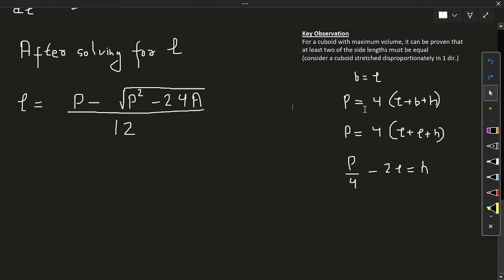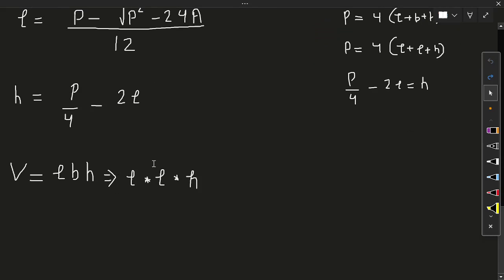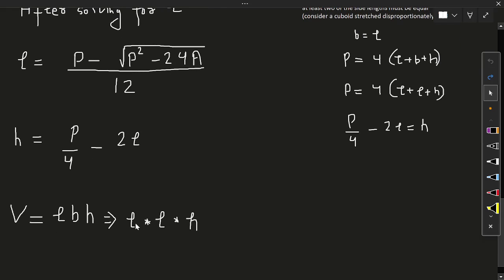Now we have perimeter equal to 4 times L plus B plus H. So B is equal to L, so L here. Now write for H. So H is equal to this. We have calculated our H formula and L formula. Now we have to tell the volume. Volume is equal to LBH. Our B is equal to L, so our formula is L cross H. So we have to calculate L, then H, then V.